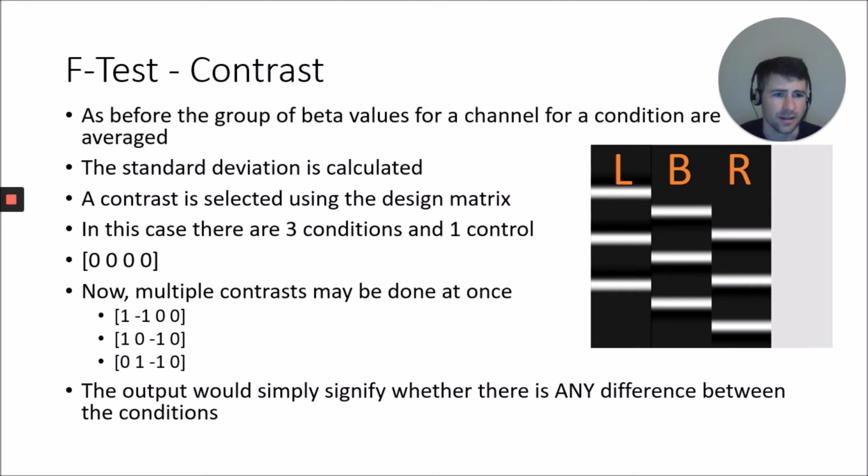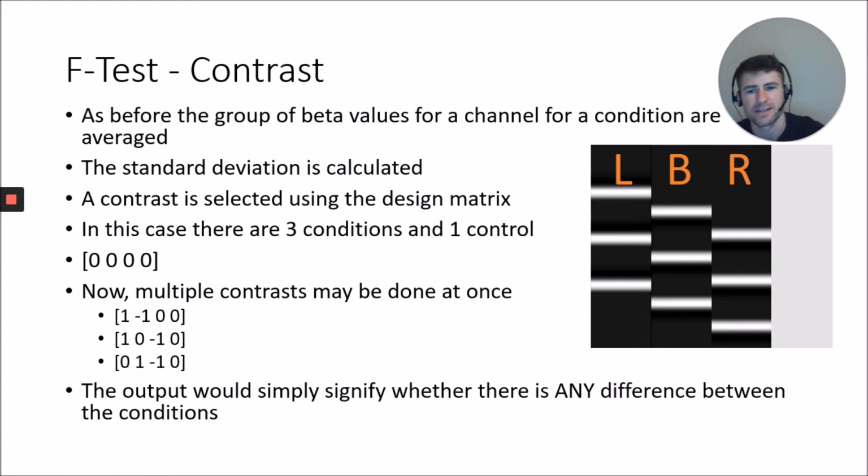I added a little column here. So now we have left hand, both hands, and right hand. Now we're trying to see: is the left hand any different than both hands, or is that any different than right hand? What we have now is 3 conditions: left, both, right, and control. So 3 plus 1, 4 columns. And I can contrast multiple contrasts at once, all in one go.